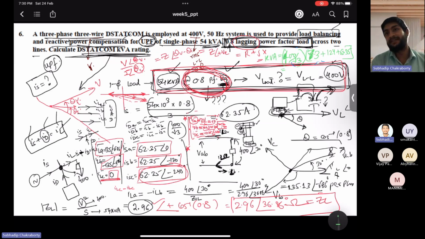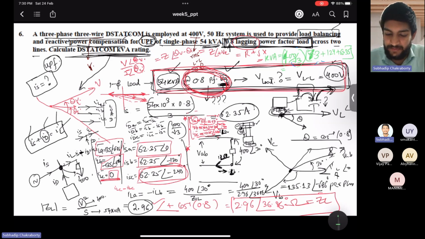If someone asks you what is the kilowatt rating, you just take the mods and the angle between those two mods. That is voltage mod into current mod into cos of the angle between them. So it gives you the per phase power. You do it for one phase. For the first phase, you do 400 by √3, the mod of the voltage of one phase, into 73 into cos of minus 12.67. First phase power is calculated.